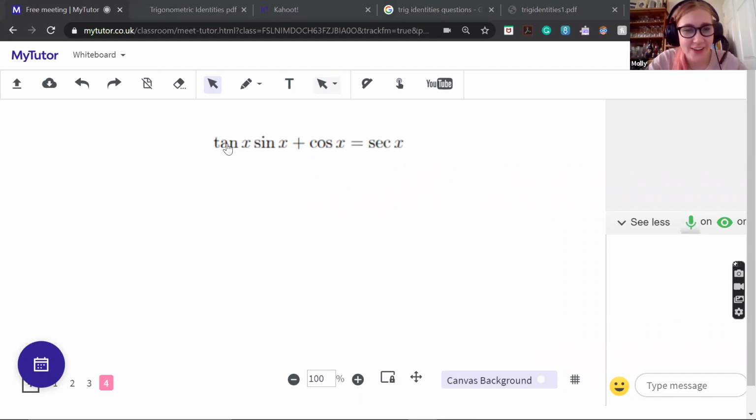Okay, so now we want to prove that tan x sine x plus cos x is equal to sec x. So the first thing to remember is that we have to start with the left-hand side and work our way through to the right. But to make it easier for ourselves, we can imagine our sec x as 1 over cos x. So that's now what we know that we're working towards getting. So have a look at this and see if you can come up with a way to do this.